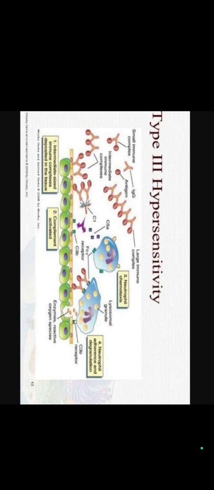Type 3 hypersensitivity. Examples: immune complex glomerulonephritis, rheumatoid arthritis, serum sickness, subacute bacterial endocarditis, symptoms of malaria, systemic lupus erythematosus, and others.